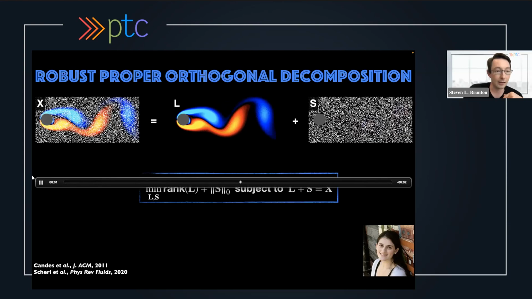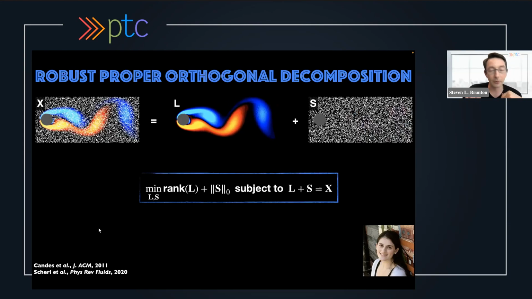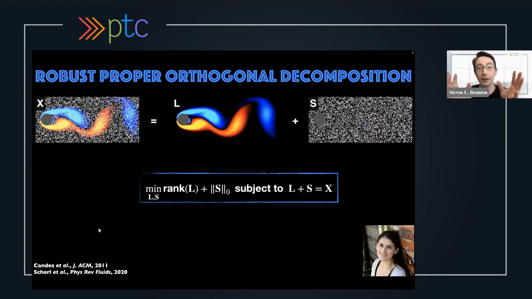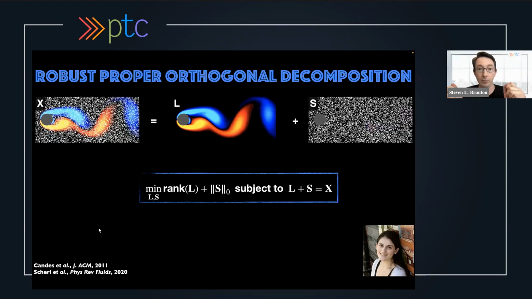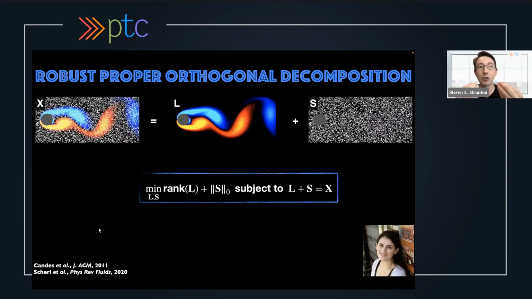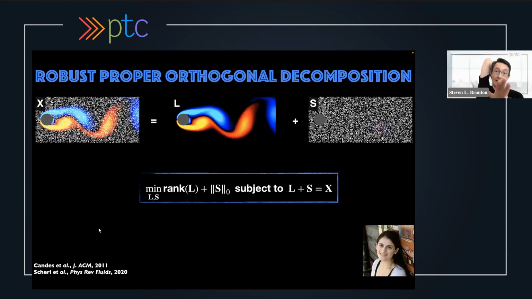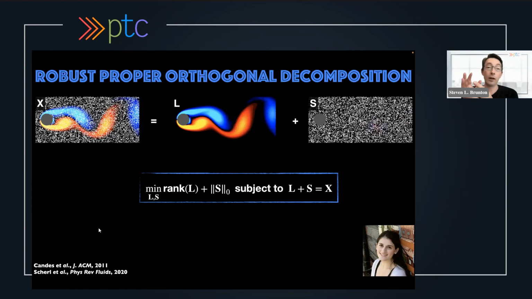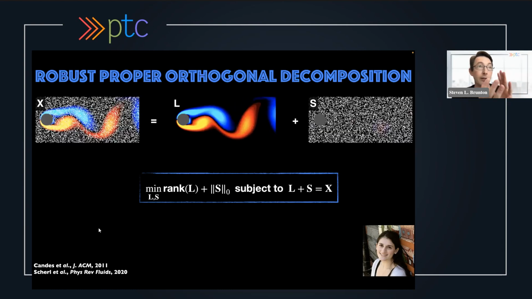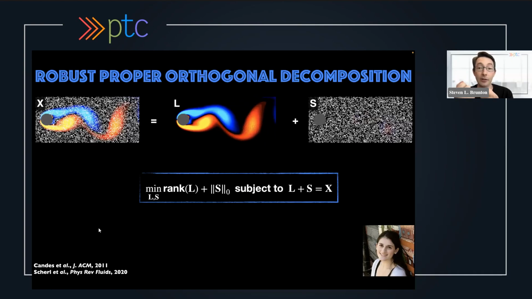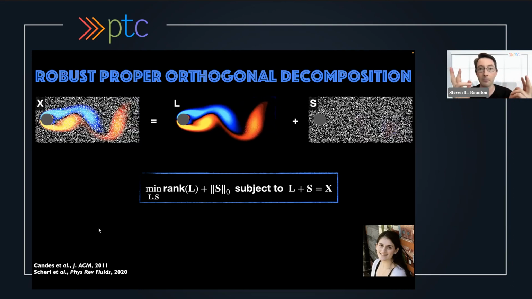So the magic of all of this, and machine learning in general, is in writing down the right optimization problem, the right objective or loss function that captures the essential features of the solution that you want to find. And so out of all of the possible L's and S's that add up to X, we want the L that has the minimum rank, the fewest linearly dependent columns. And we want the S that is as sparse as possible, that has as many zero elements, the smallest zero norm possible. Mathematically, that's given by the rank and the zero norm.